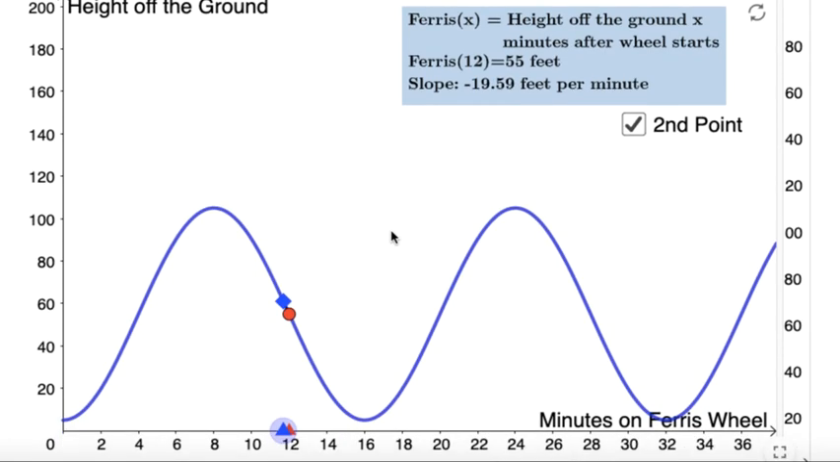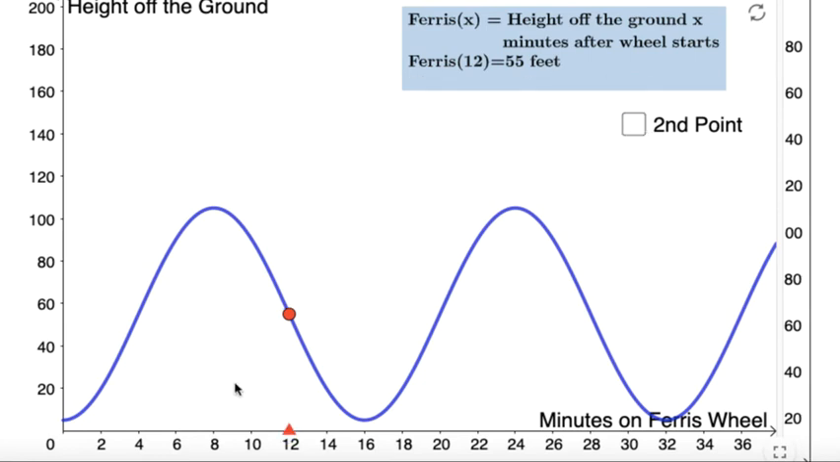Okay, let's look at another one that is showing us the height off the ground of a rider on a Ferris wheel who starts 5 feet off the ground, and the wheel has a radius of 55 feet, so its diameter is 110 feet. So the rider goes from a low of 5 feet to a high of 105 feet, and that takes 8 minutes. To get all the way around to the very beginning again takes exactly 16 minutes. And then the second time around, it takes another 16 minutes to get around, etc.